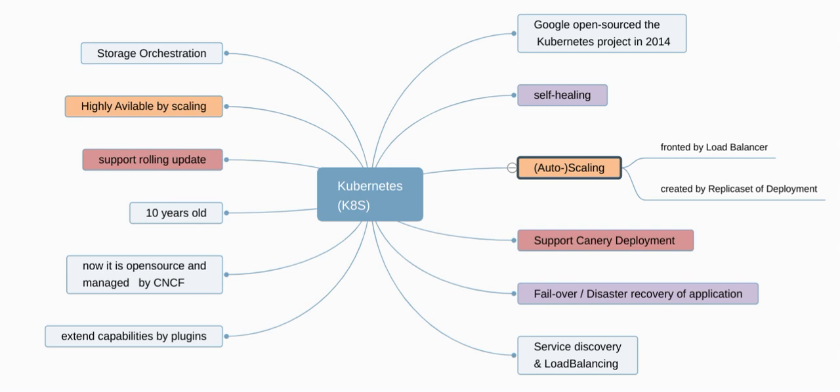Similarly, in a rolling update, the old application pods go down and new application pods start, one after another, until all the old pods are replaced and the old application is completely removed from the deployment. That is rolling update, and Kubernetes supports it as well.